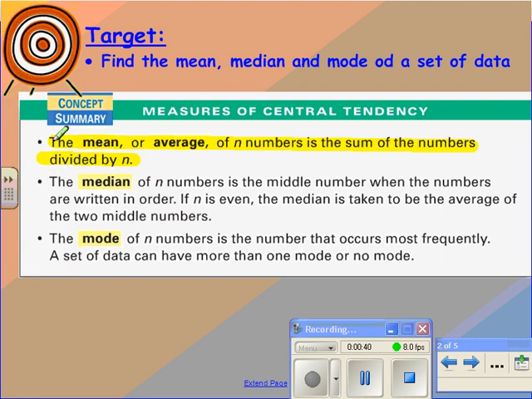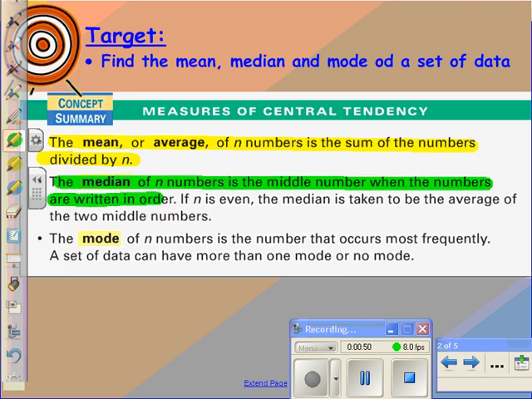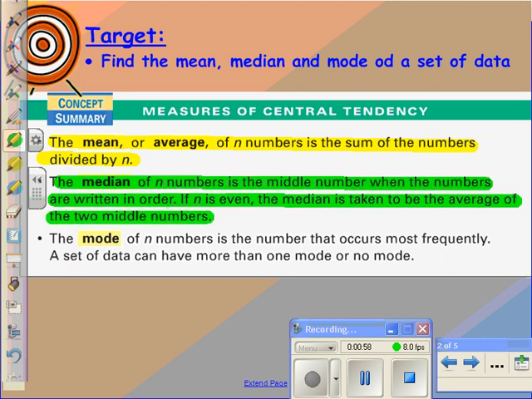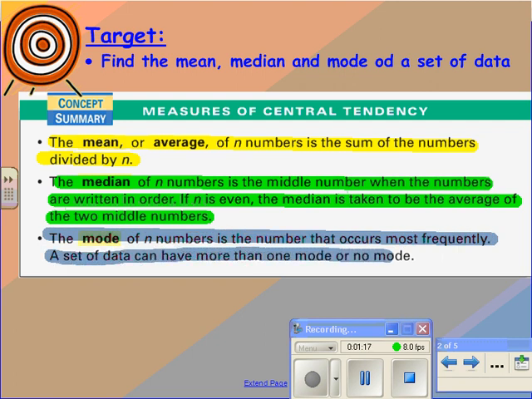The median of n numbers is the middle number when the numbers are written in order. If n is even, the median is taken to be the average of the two numbers in the middle. And last, we have the mode. The mode of n numbers is the number that occurs the most frequently. A set of data can have more than one mode or no mode at all.